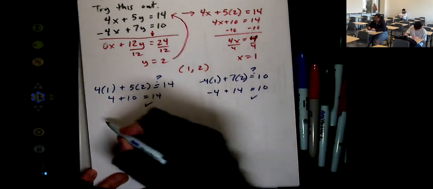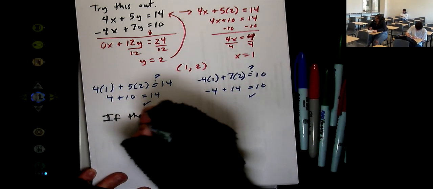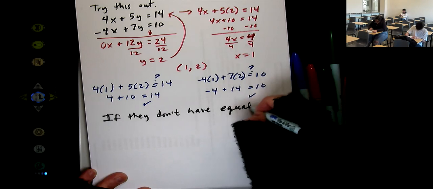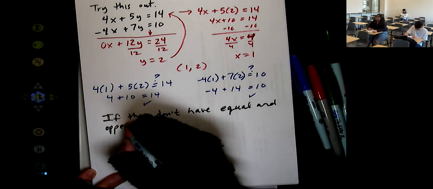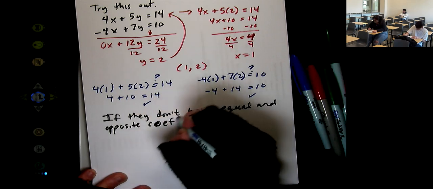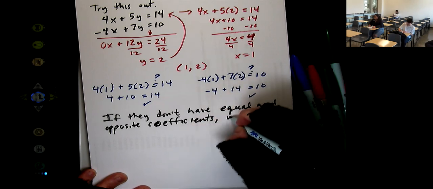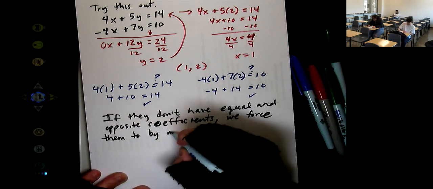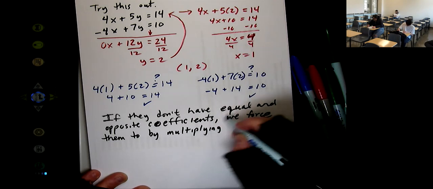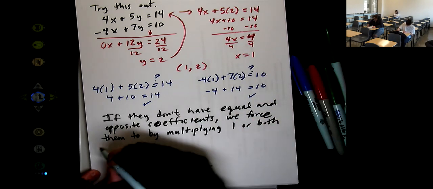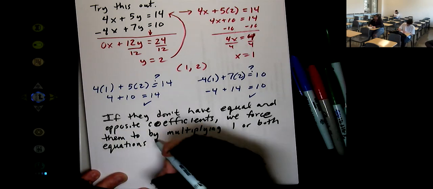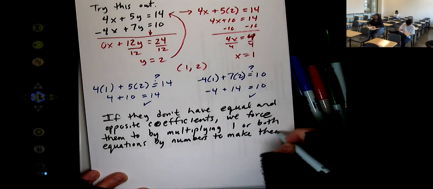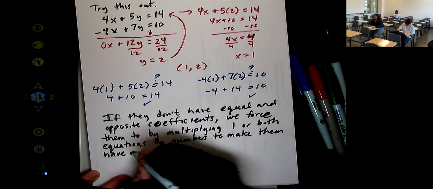All right, so if they don't have equal and opposite coefficients, we force them to, by multiplying one or both equations by numbers, to make them have opposite coefficients.